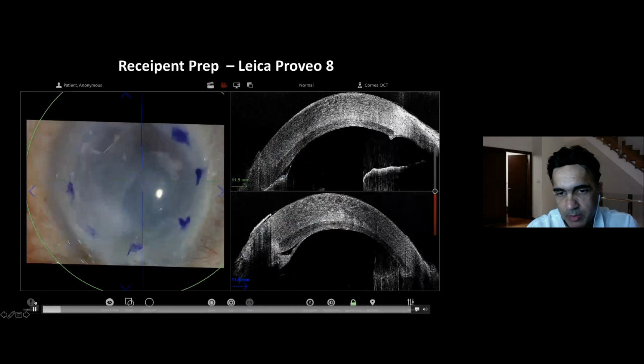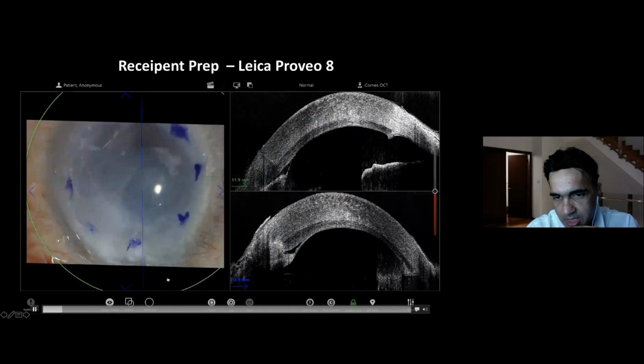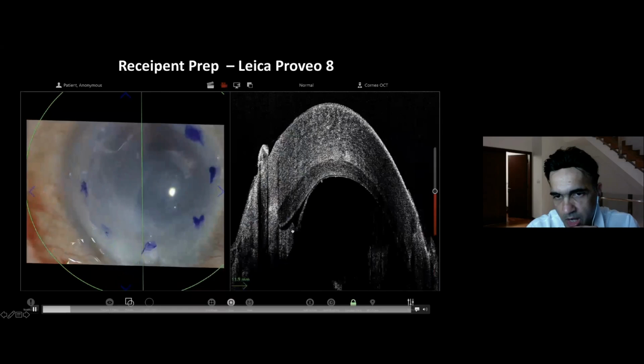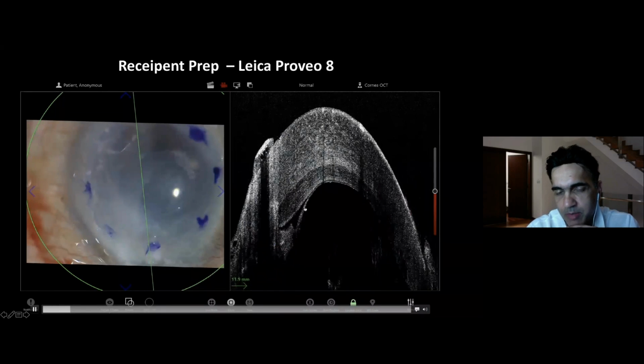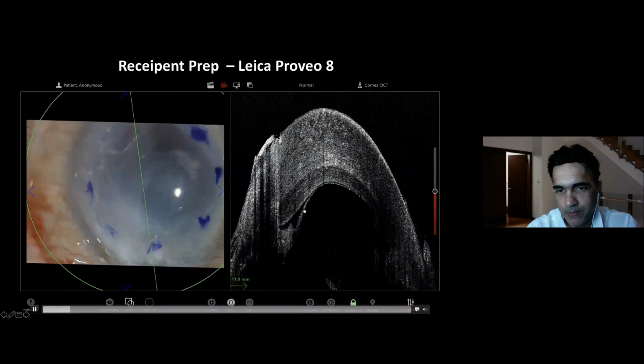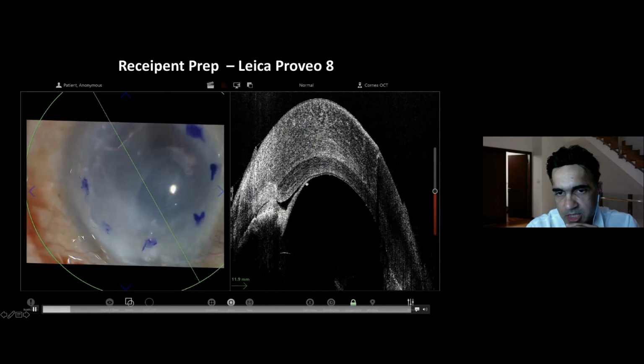You can get a little bit more information. Here you can see there's some adhesion between the iris and basically the Descemet membrane of the previous DSAEK. So this is going to have to be removed because the Descemet membrane is stuck onto the iris surface. Otherwise, the Descemet membrane is going to come off the back end of the graft as we do the stripping itself.